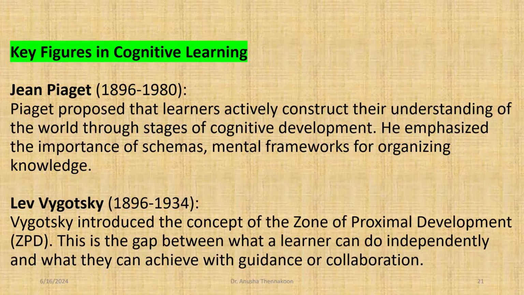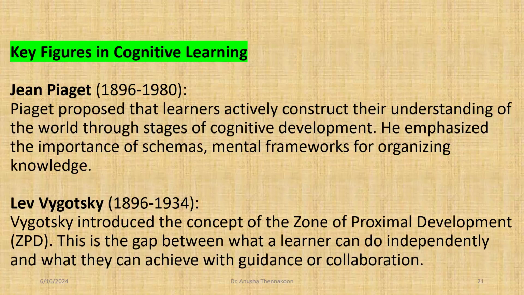He emphasized the importance of schemas, mental frameworks for organizing knowledge. I told you about schema theory. So Jean Piaget focused on the importance of schemas, mental frameworks for organizing knowledge. So these schemas are brain functions which are important for organizing knowledge. And then the next one is Lev Vygotsky.